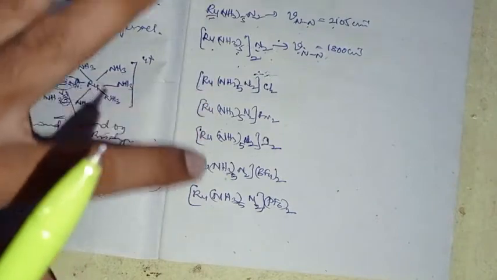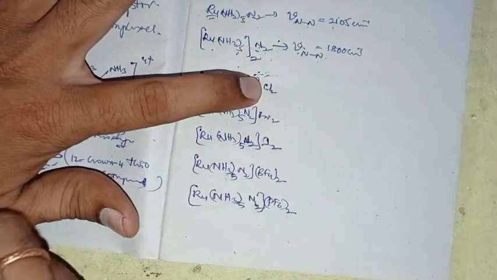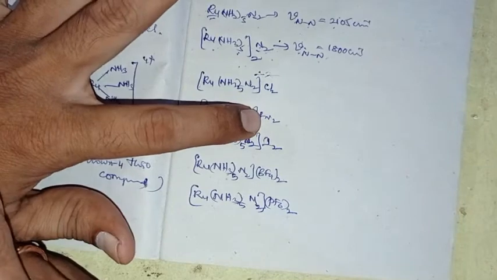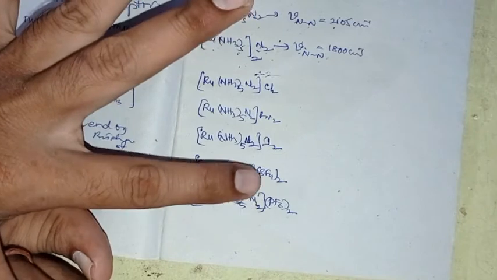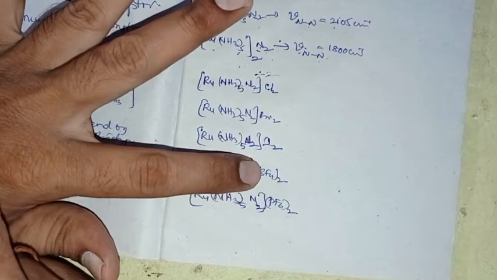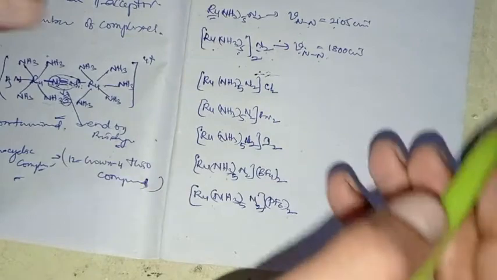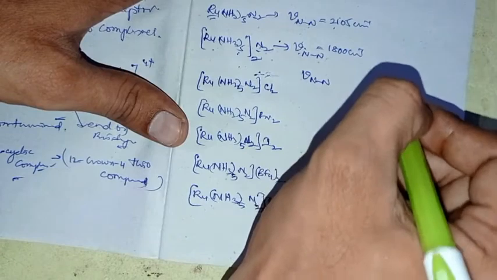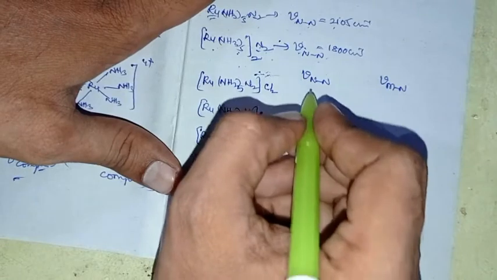All the complexes are the same, but the change we observe is in the outer sphere. In the first complex it was two chlorines, in the second complex two bromines, in the third complex two iodines, and in the fourth and fifth they are bulky anions, tetrafluoroborate and hexafluorophosphate. So in these we observe the nitrogen to nitrogen stretching frequencies, and we also observe the metal to nitrogen stretching frequency.